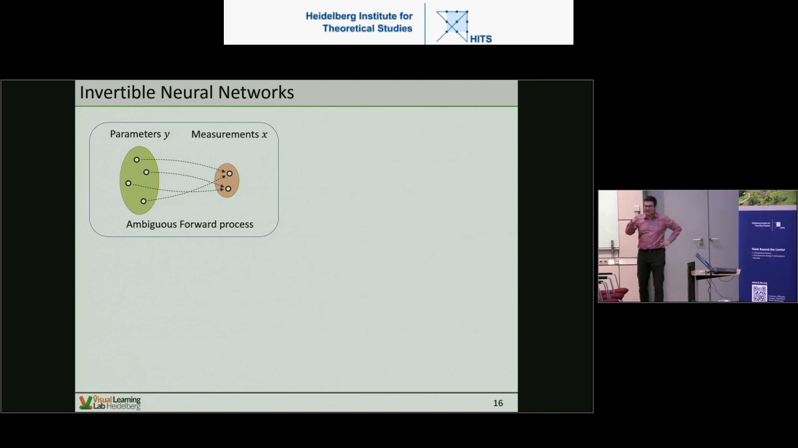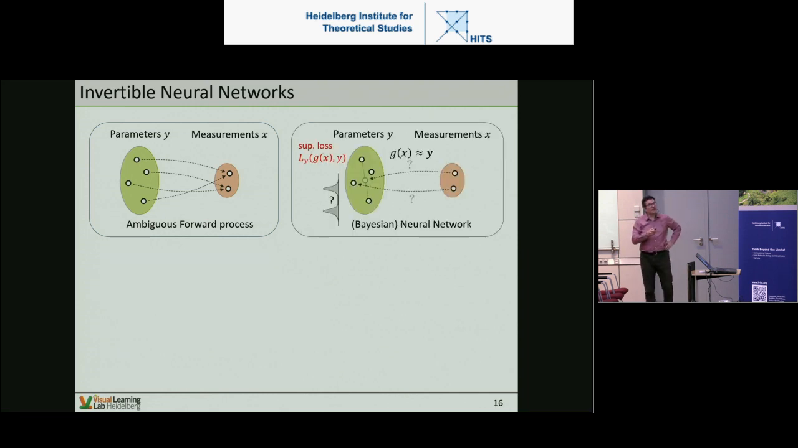Quite often, and this is the main point of the work, there are ambiguous forward processes. So let's look here. We've got certain parameters. For instance, we've got these two points which map to the same measurement, right? Now, this is a problem when you train a neural network. The first thing is that when you train a network, it gives you one output. Okay, so for this measurement, which output should it give? Should it give this one, should it give this one, or an intermediate one? Right? That's the question.